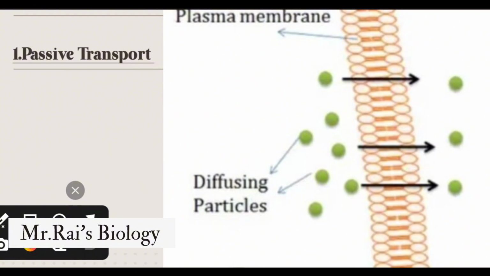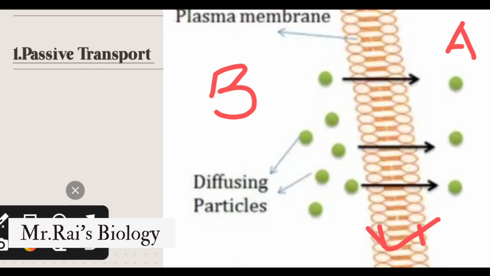In passive transport, this is the cell membrane. The cell membrane is composed of phospholipids, the phospholipid bilayer, two layers of phospholipids. Inside the cell, for example, A is the cytoplasm, and B is the extracellular.